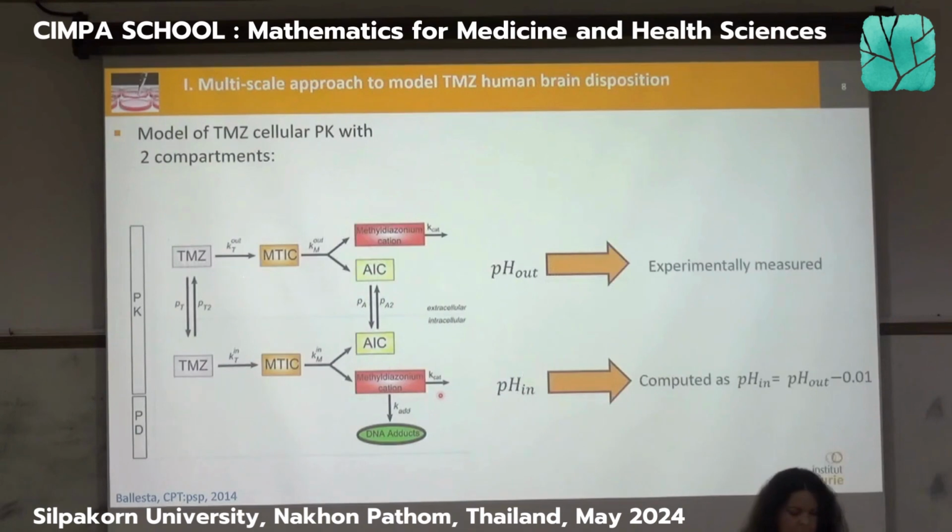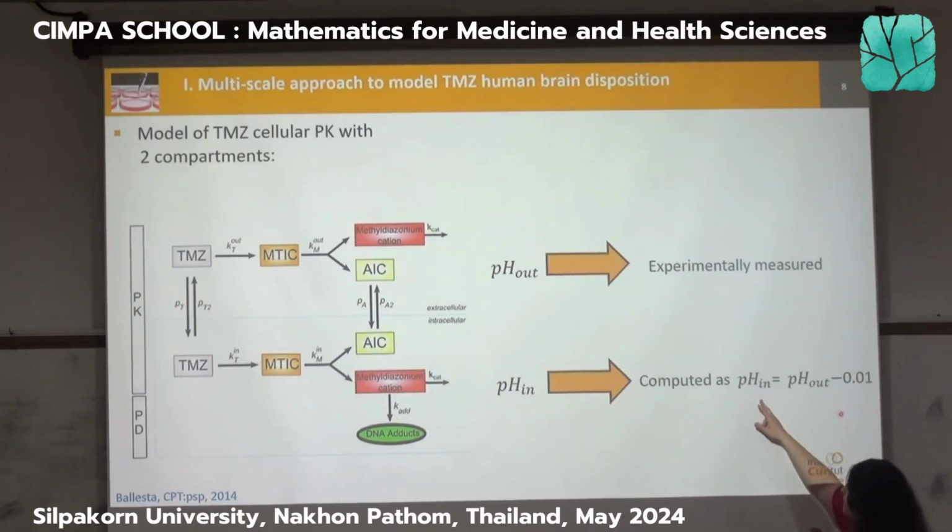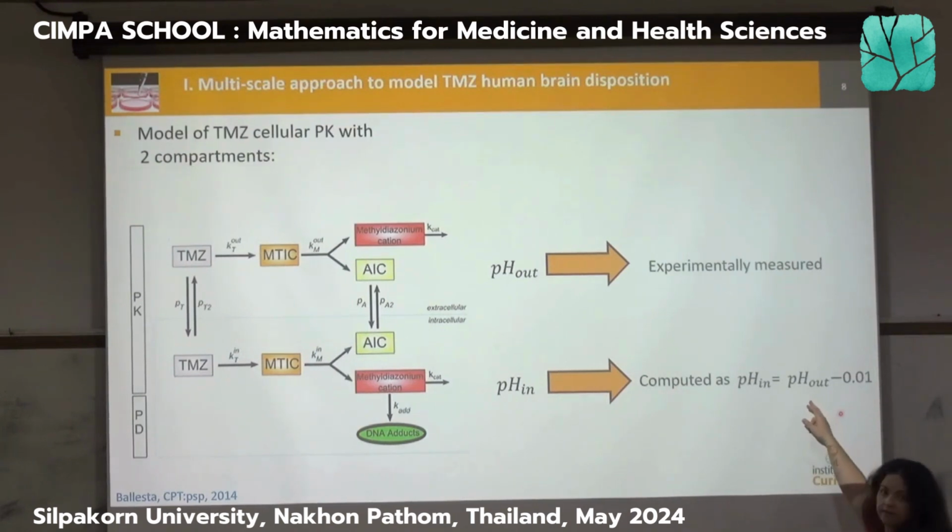Now in terms of pH, because remember pH is important. The pH in the extracellular compartment is easy to measure, so we have it. On the opposite, the pH in the intracellular compartment we don't have, and it's not easy to measure. So we have been to the literature, and we have seen that there is a simple relationship that we can derive, which is that basically they are almost equal. We say that the pH in the intracellular compartment is equal to the pH in the extracellular compartment minus 0.01. That's what I mean by almost equal.